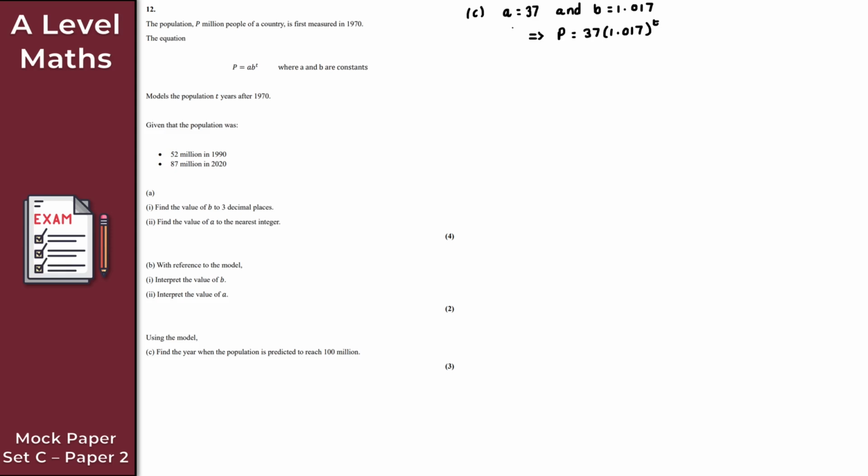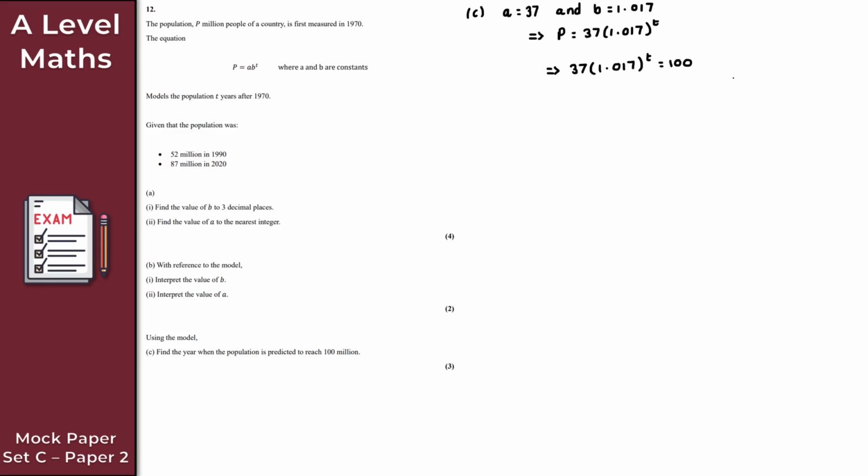Now what I've also included here is the value of A and the value of B as we determined those in part A here, because we do need those to help us answer part C. Now, what it says here is using the model, find the year when the population is predicted to reach 100 million. So all we need to do here is replace P with 100, right? And then just solve for T. So nice and straightforward. What we get here is 37 times 1.017 to the T is equal to 100.